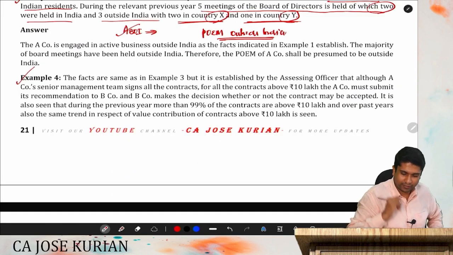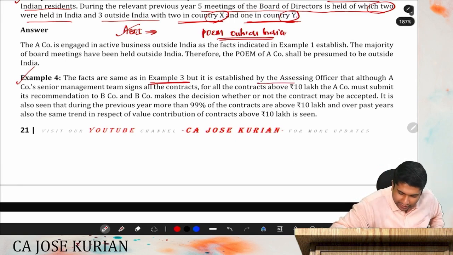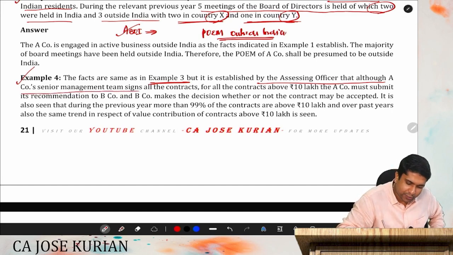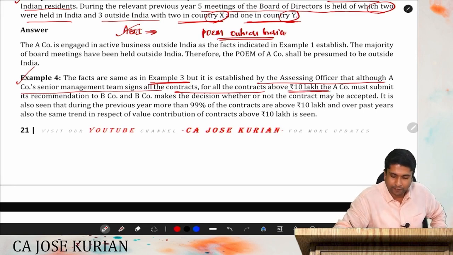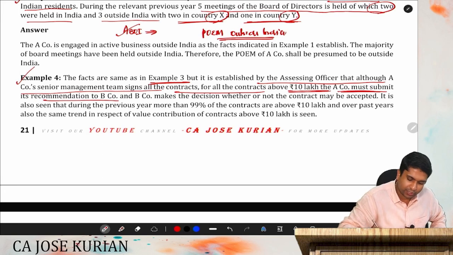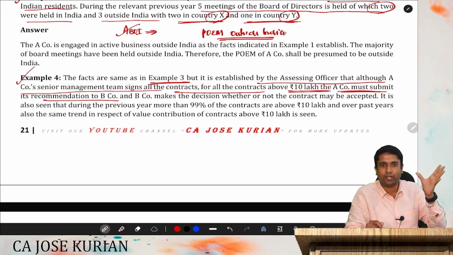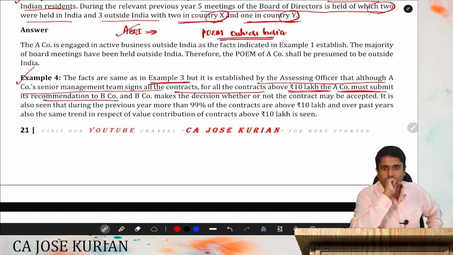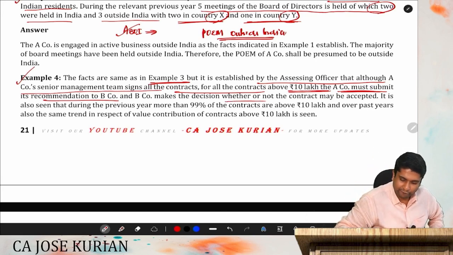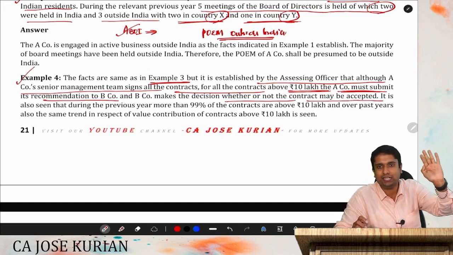Example 4. See, the facts are same as in example 3. What was example 3? Majority board of directors meetings were held outside India. But it is established by the AO that although ACO senior management team signs all contracts, for all contracts above 10 lakh, ACO must submit its recommendation to BCO. So if a contract's value is more than 10 lakh, they have to get approval from BCO. Who was BCO? That Indian holding company. Yes or no? Now, BCO makes the decision whether or not the contract may be accepted. So BCO is the ultimate deciding authority if the value of contract is more than 10 lakh.